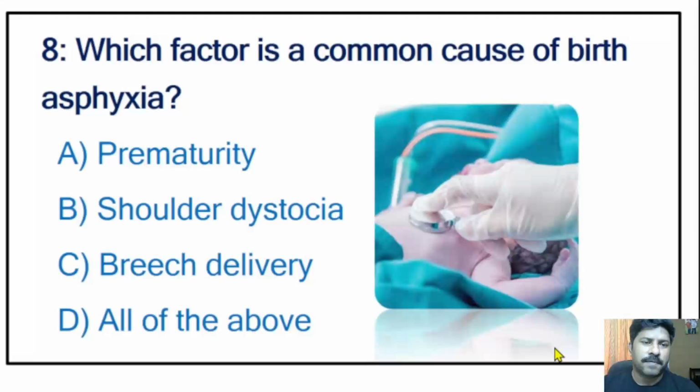The next question: which factor is a common cause of birth asphyxia? Prematurity, shoulder dystocia, breech delivery, all of the above.